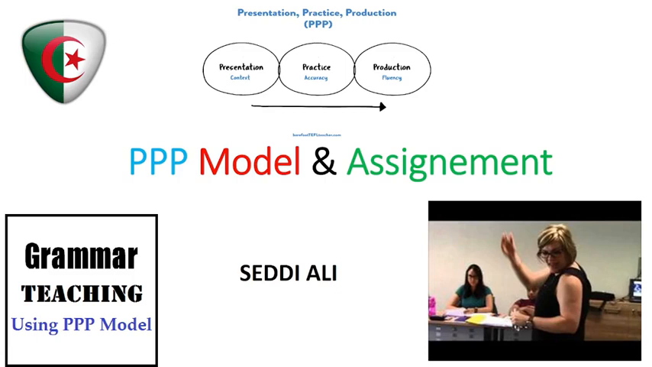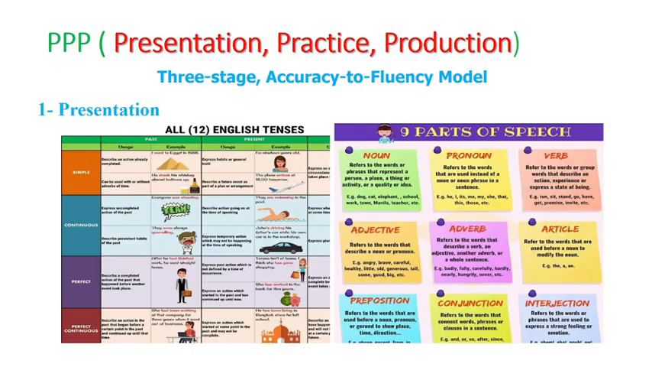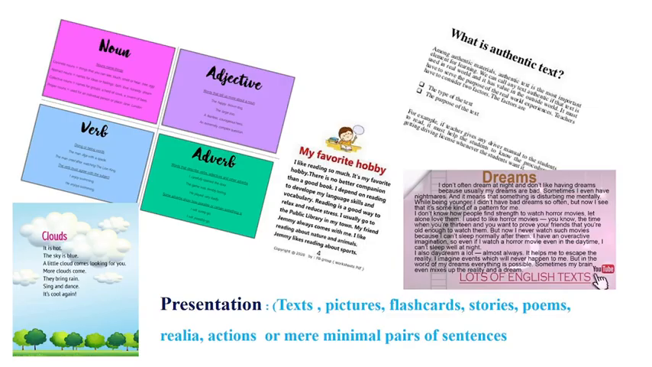The PPP model, being one of the most common approaches to grammar instruction, stands for presentation, practice, production. It is a three-stage accuracy-to-fluency model that underscores presentation of a given grammatical item in meaningful contexts, using text, pictures, flashcards, stories, poems, etc., followed by more or less controlled practice through drills, substitutions, gap filling, matching, reordering, role-playing, sentence transformation, and multiple or single choice activities.